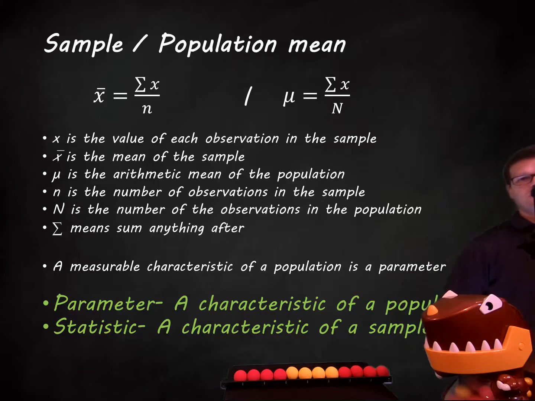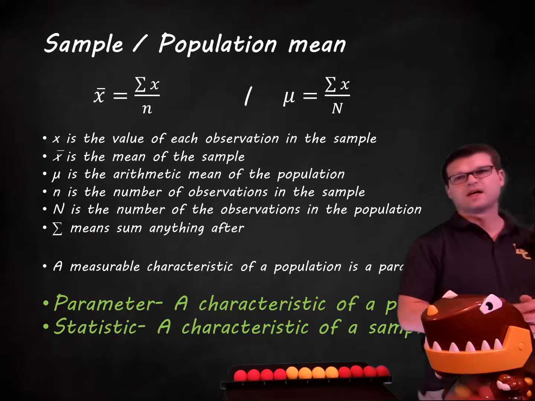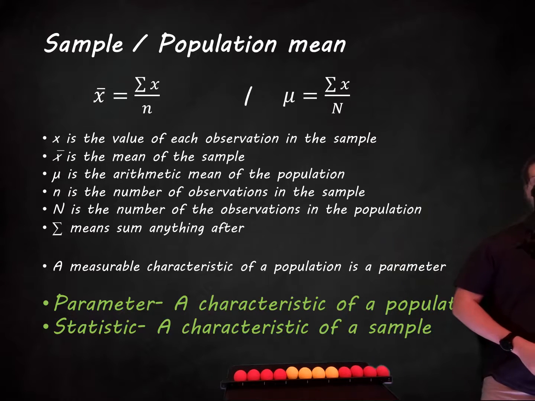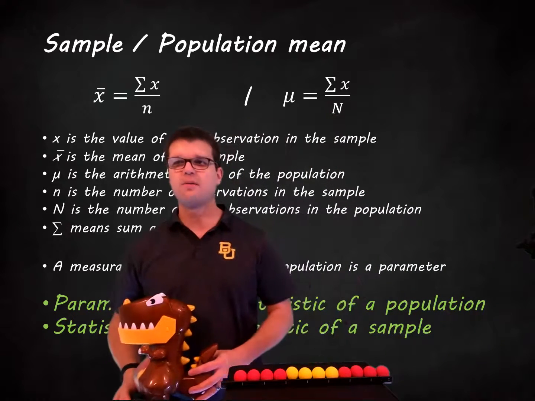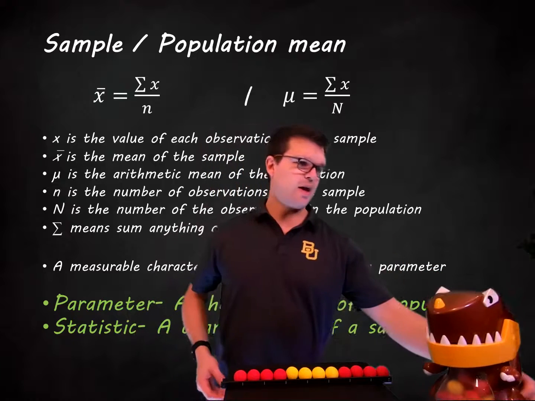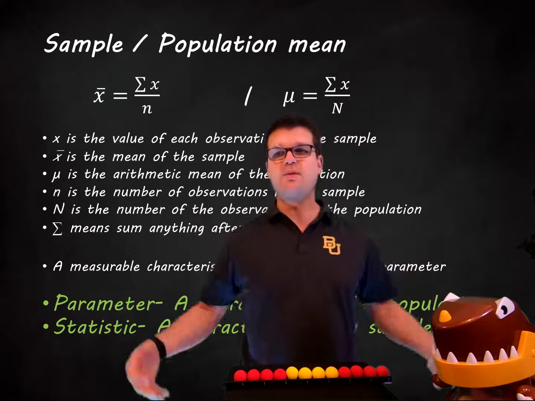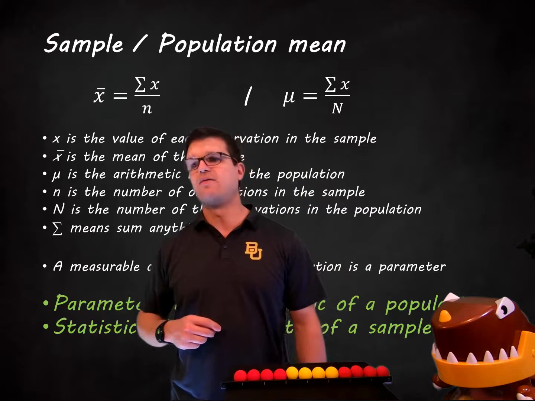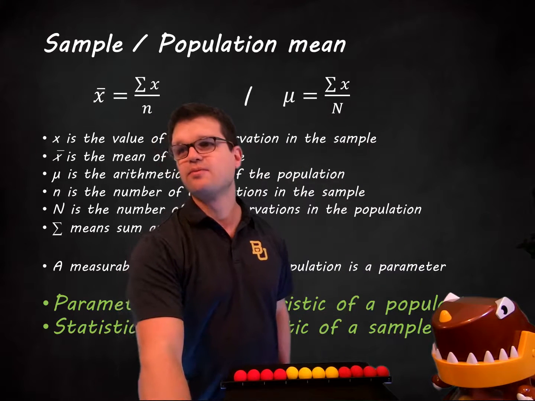Another really important thing that we need to be paying attention to is the concept of a parameter versus a statistic. A parameter is for a population, notice P and P. A parameter is a characteristic of a population and a statistic is a characteristic of a sample. So when we have a parameter, we've got some information about the larger population. When we have a statistic, we've got a piece of information, but it's about a sample from the larger population.